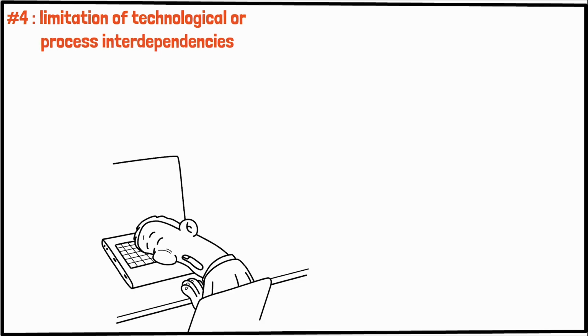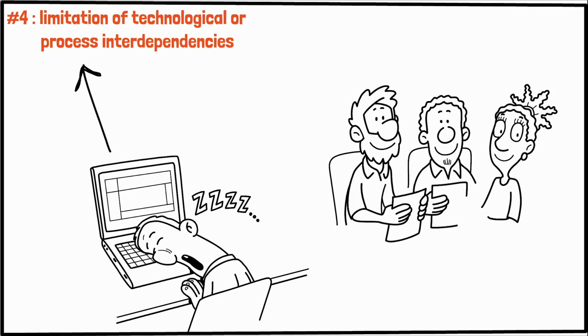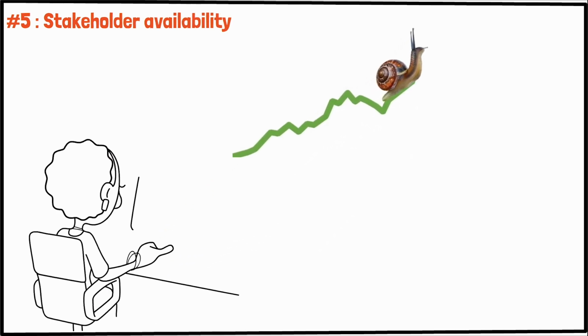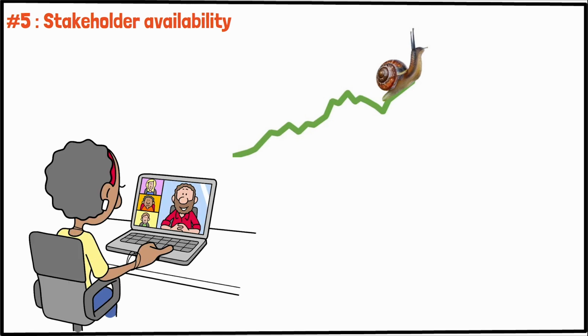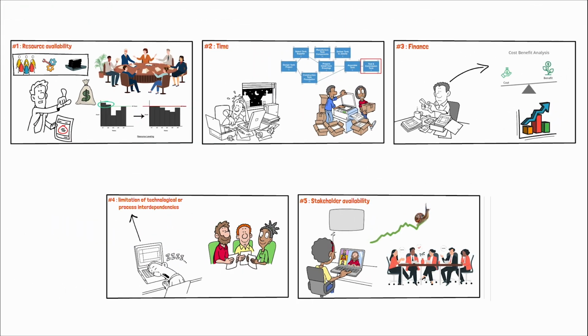Some tasks can't start until others finish. Here, project managers can use fast tracking, executing tasks in parallel that would normally be done sequentially, to shorten the project duration. Lastly, stakeholder availability and decision-making can delay project progression. To mitigate this, effective communication and stakeholder management strategies must be put in place, ensuring that stakeholders are engaged and decisions are made in a timely fashion.